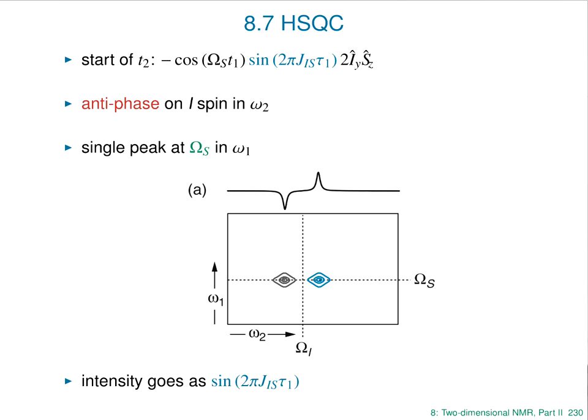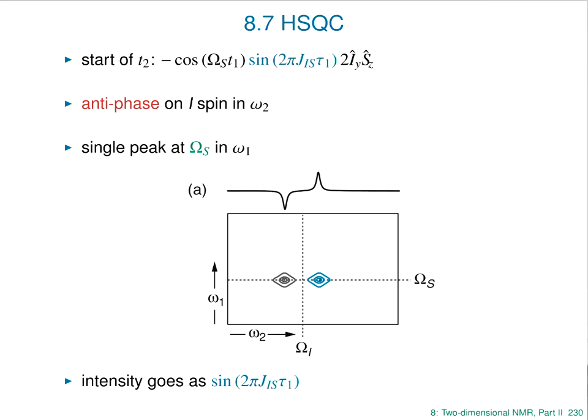So what we've got is shown in the cartoon at the bottom. We've got an antiphase doublet centered on the offset of the I spin in the little omega 2 dimension, and we've got a single peak centered on the offset of omega S in the little omega 1 dimension. So that is the end of it, really. That's the spectrum. And you can see from that spectrum, you could read off the shift of the I and the shift of the S spin. So it correlates the two spins.